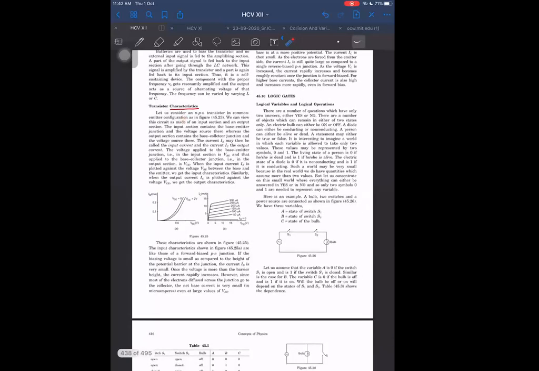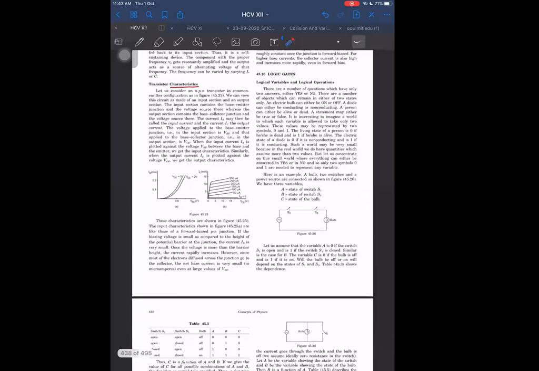Let me see if they are writing common emitter somewhere or not. I think that only they are discussing. They are not writing it specifically here, but it is that. So for every transistor, there will be different input characteristic curves for every type of biasing, we can say. Here we are discussing the common emitter biasing.